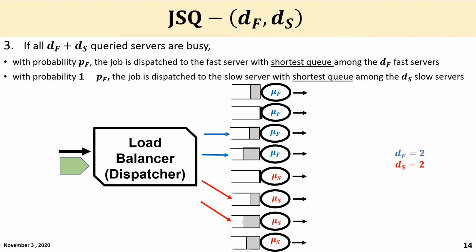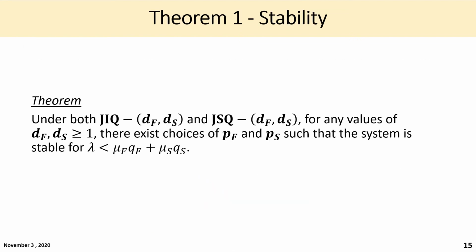Similarly, if all the queue-read servers are busy under the join the shortest queue DF-DS policy, the job will be dispatched to the queue-read fast server with the shortest queue with probability PF, and to the queue-read slow server with the shortest queue with probability 1 minus PF. We have now completed defining the join the shortest queue DF-DS policy.